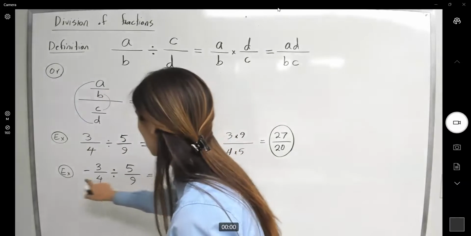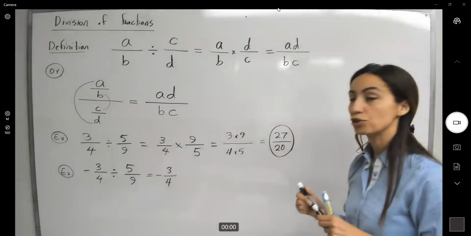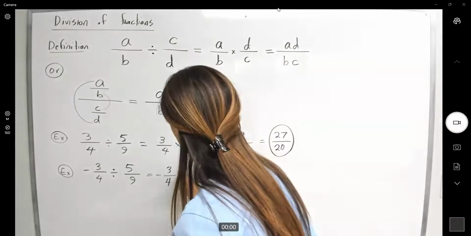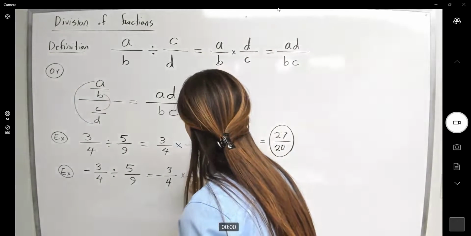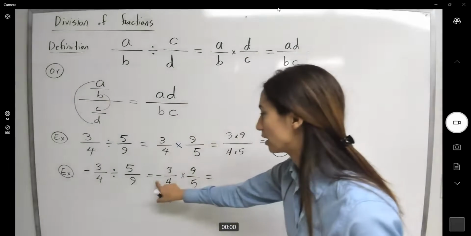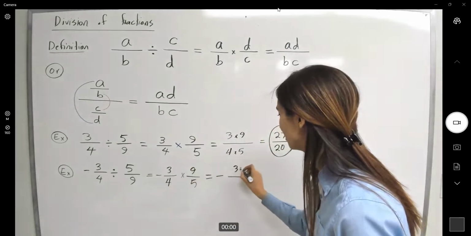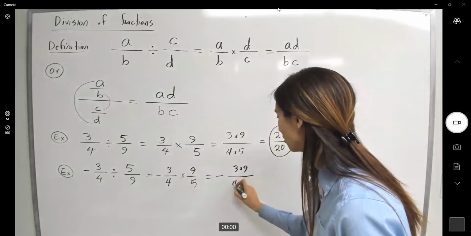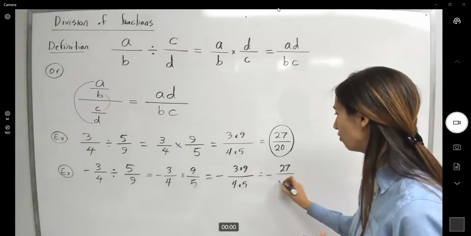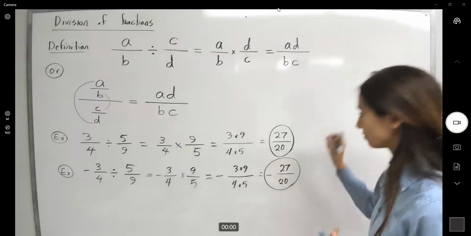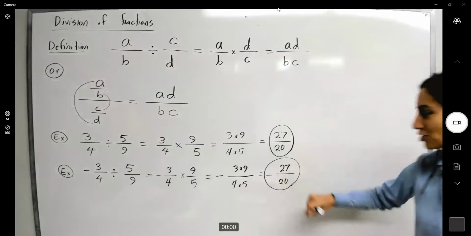You're going to copy down the first number, -3 over 4. You're going to convert division into multiplication. And then you're going to flip the second number, 9 over 5. And it becomes the negative sign. You copy down the negative sign, the division bar, 3 times 9 over 4 times 5. This becomes -27 over 20. So instead of having a positive fraction, we're going to end up with a negative fraction.